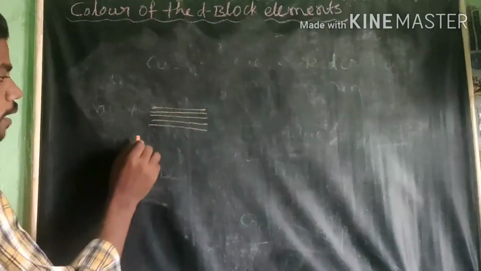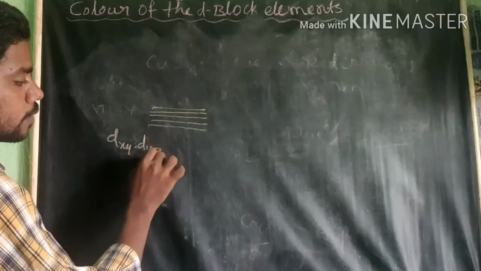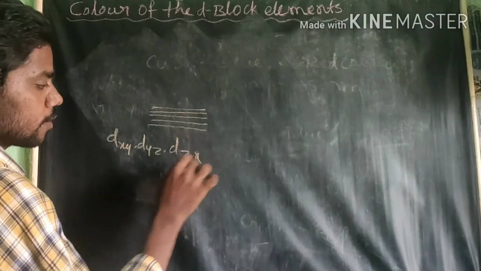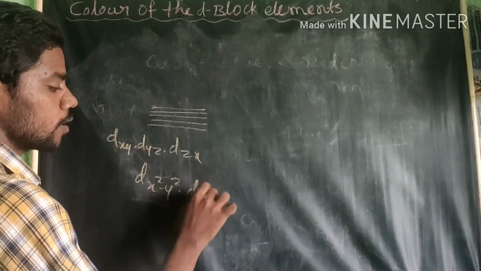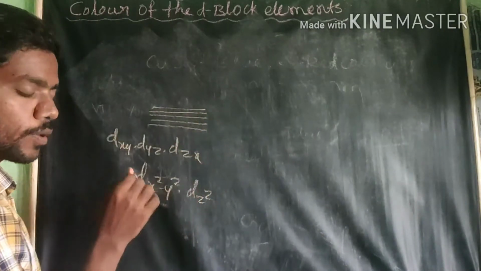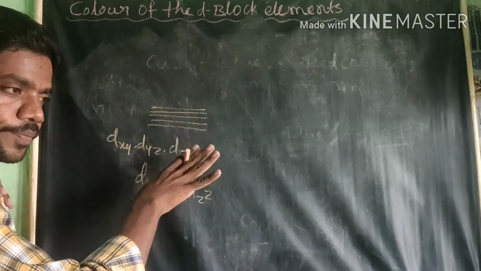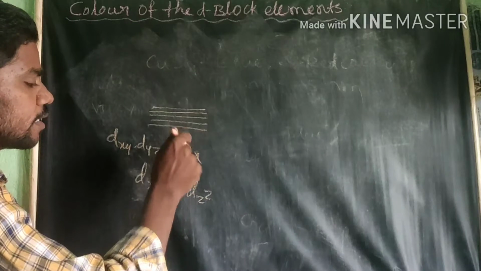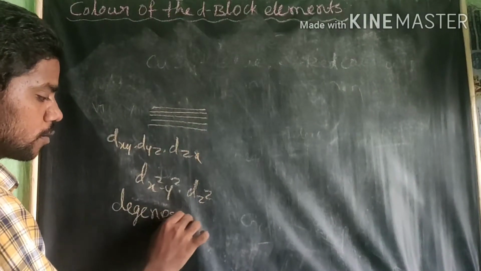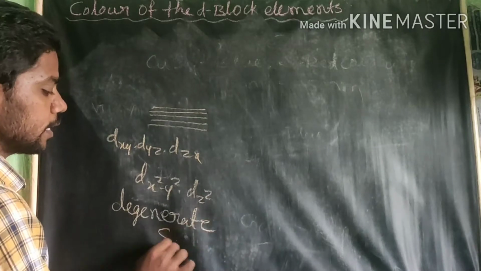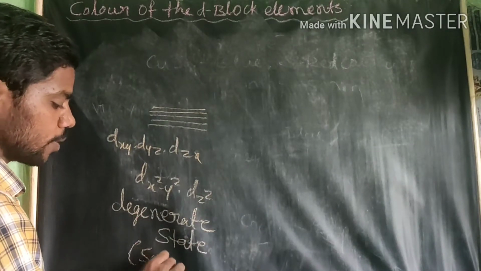What are those? dxy, dyz, dzx, dx square minus y square, and dz square. These are the 5 d orbitals. They are initially in a degenerate state. What is meant by degenerate state? Degenerate state means same energy.